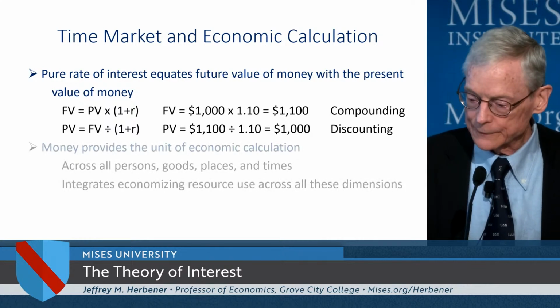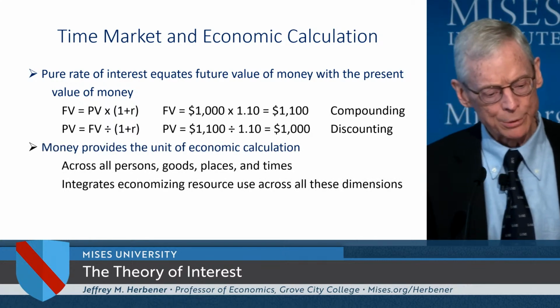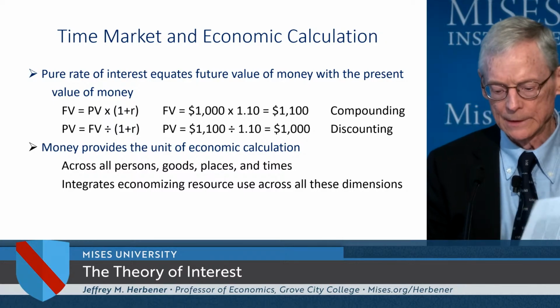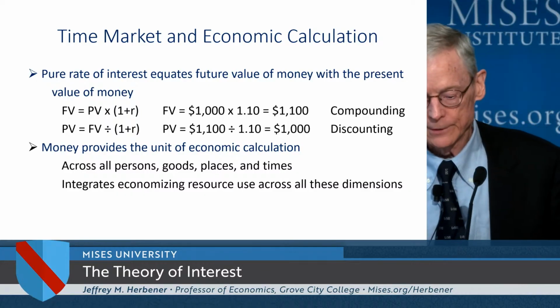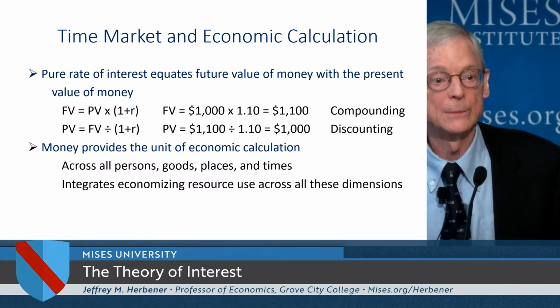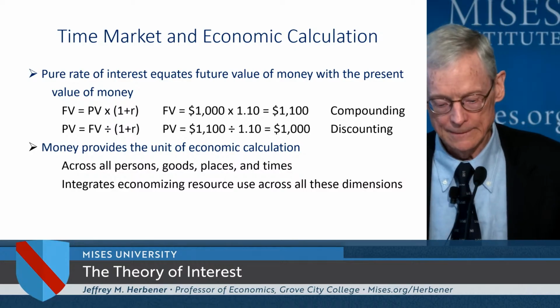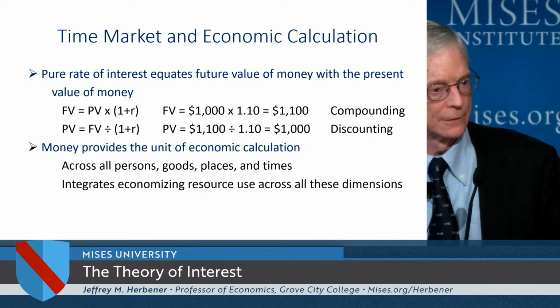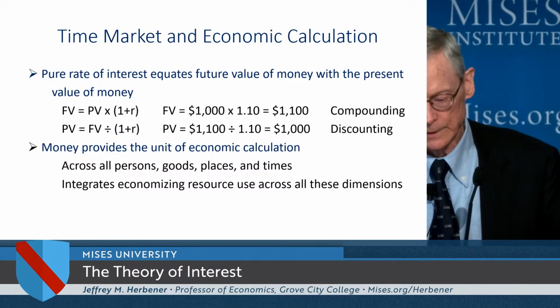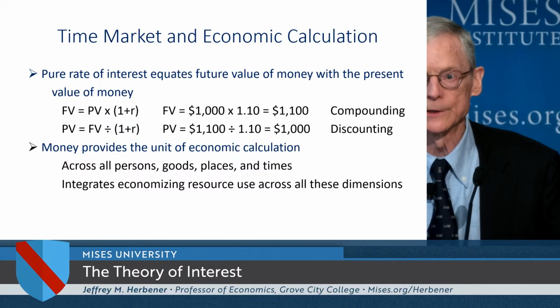All right, so we could put it this way in summary of this point, that the pure rate of interest then equates the future value of money with the present value of money. And we mean objectively speaking, right? And this is across all persons, goods, places, times, and gives us this complete integration.